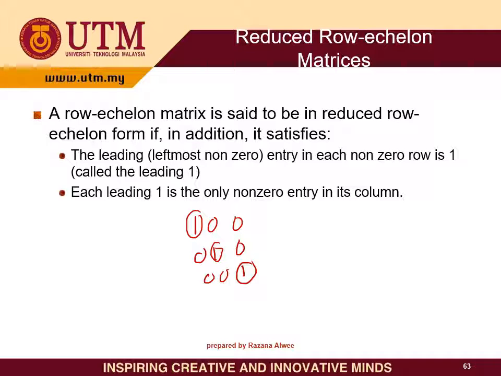Each leading one is the only non-zero entry in its column. So if you see in this column, the leading one is the only non-zero. Here also the leading one is the only non-zero, and here too. So this is what we call reduced row echelon matrices.